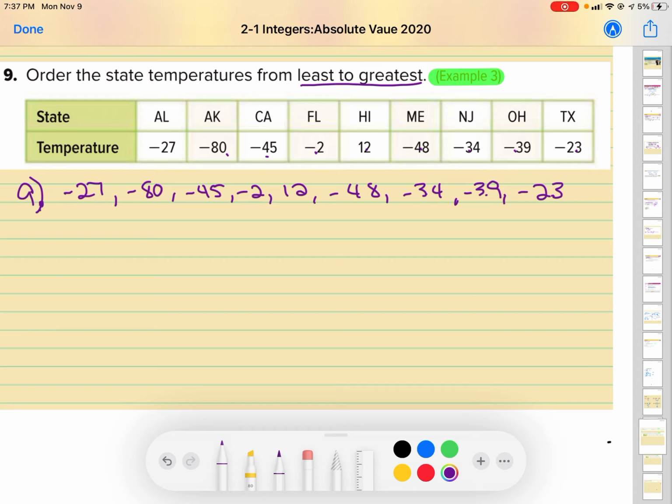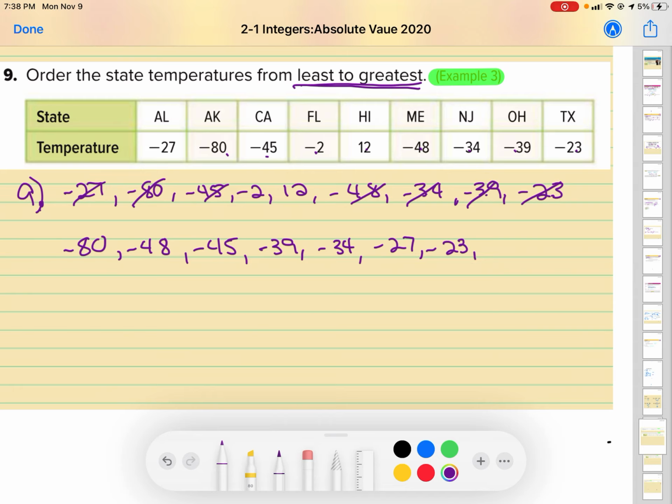So now, if we're going from the least to greatest, we need to start with the largest negative number. So, -80. Then -48, where is it? -45. I spy a -39. -34. What's next here? -27. What do I have left?